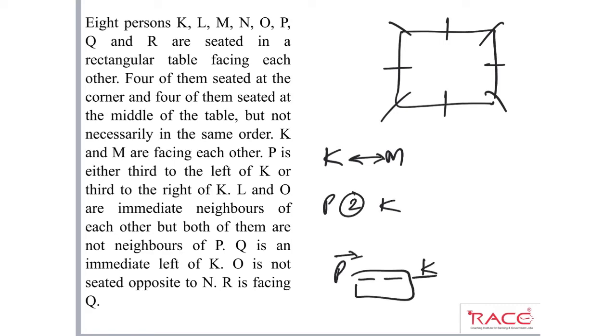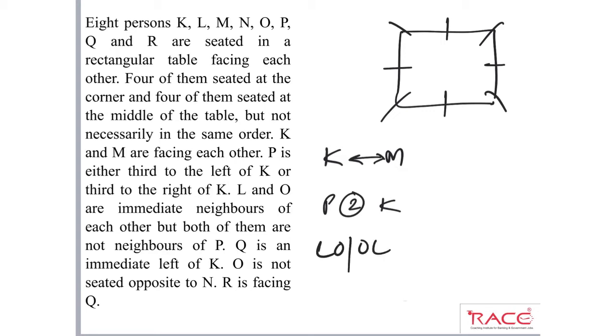So whenever we have third to the right, it means 2 persons, fourth to the right means 3 persons, second right means 1 person, immediate right means 0 persons. So here third right means 2 persons. So they have given 2 possibilities, third right or left, meaning they are saying between P and K we have 2 persons. Okay. So just remove this.